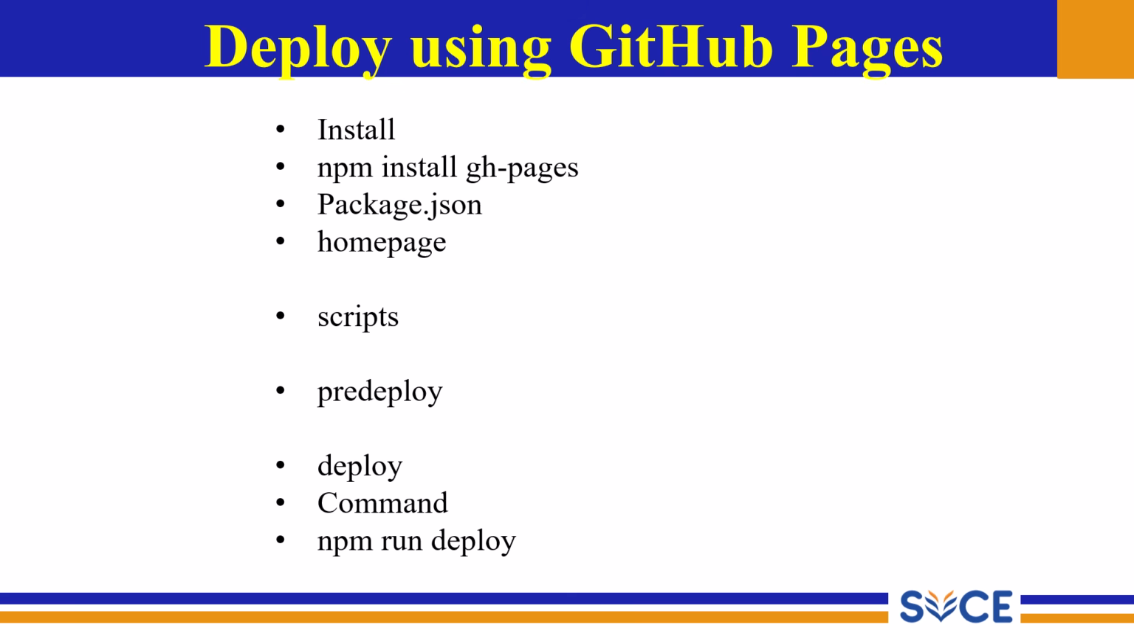Deploy using GitHub Pages. Another popular option is GitHub Pages. Install npm install gh-pages, add the homepage field inside package.json, add scripts for predeploy and deploy, execute npm run deploy. GitHub automatically publishes your website. Students commonly use GitHub Pages to host mini projects and portfolios.